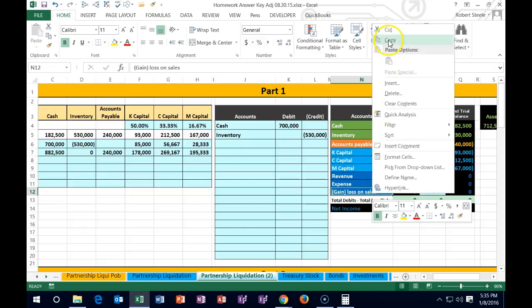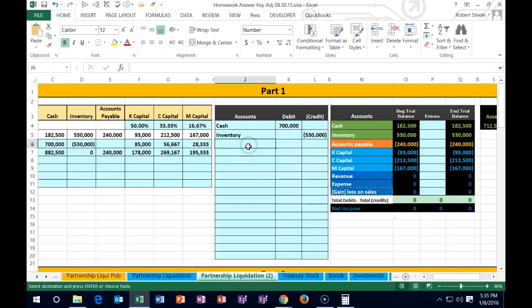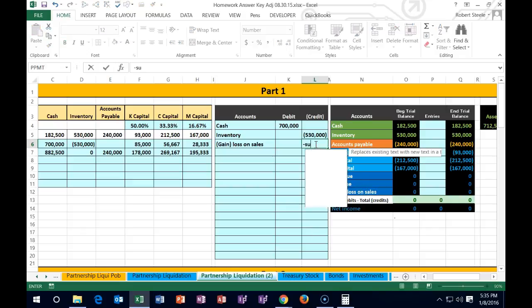I'm going to copy that on the sale, put that in J6, right click and paste it 1, 2, 3. And then I'm going to call this the plug formula. I could just type it in there. It's going to be a credit of 170, but I'm going to do it with what I call a plug formula, and that's going to be, instead of equals, it's going to be the negative SUM of the 700.